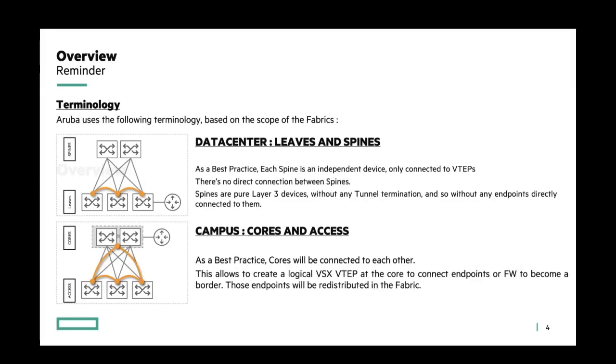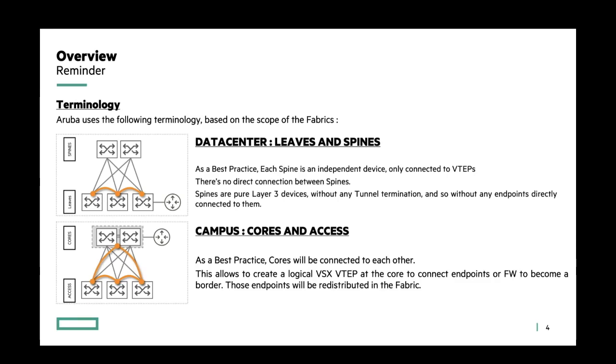Okay, so let's start with the overview. First, just a bit of terminology. When we talk about fabrics, different names can be used to specify a core device, an access device, etc. At Aruba, we are using the following terms. When we talk about data center, we will use the terms leaves and spine. On the other side, when we talk about campus, we will use the terms cores and access.